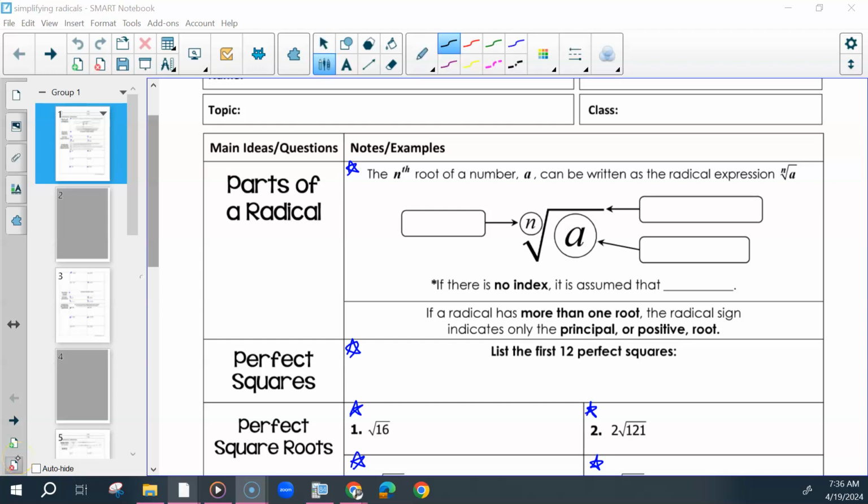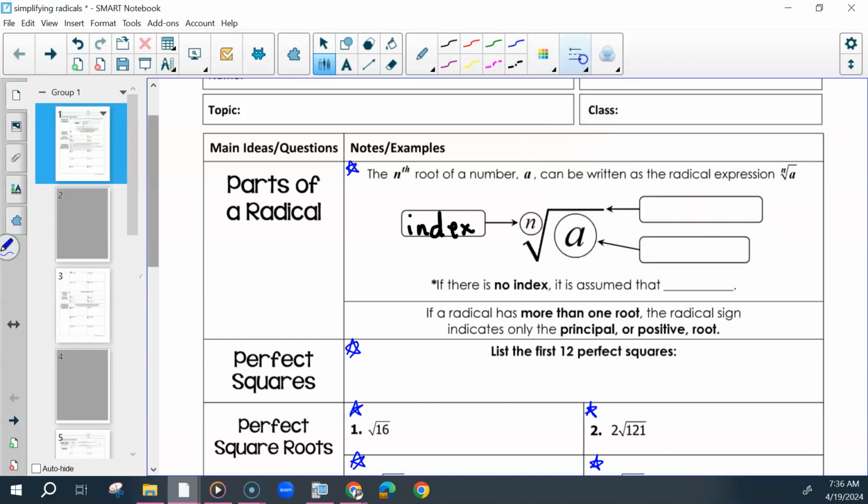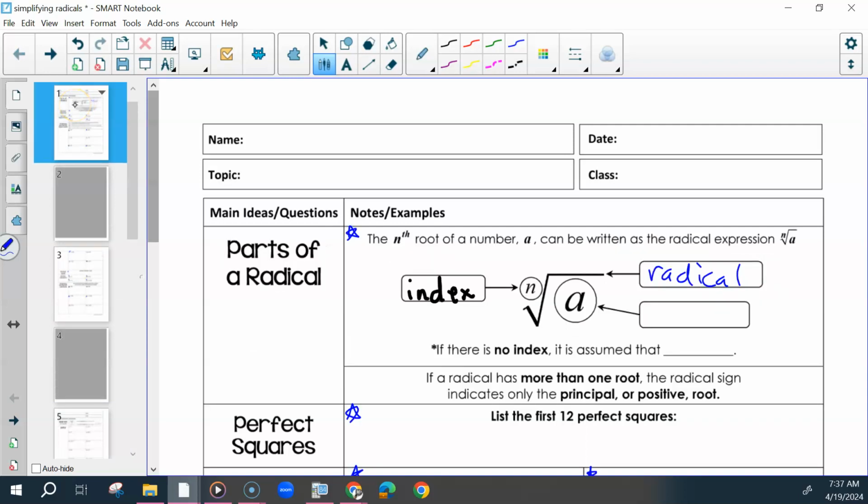That we need to know. The nth root of a number a can be written as the radical expression, the nth root of a, where n is the index. This is the radical, and whatever is inside the radical is the radicand. And if you don't see a number outside of the square root, or if you don't see an index number, you can assume that it's 2.